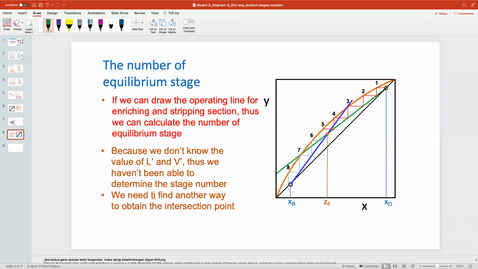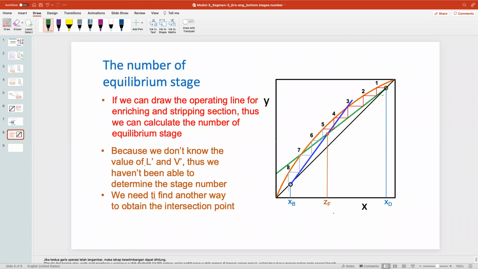Okay, the reflux ratio, can you determine it? It should be stated in the problem also. Then you can construct the green one. Okay. ZF. So the next one, ZF is the feed composition.